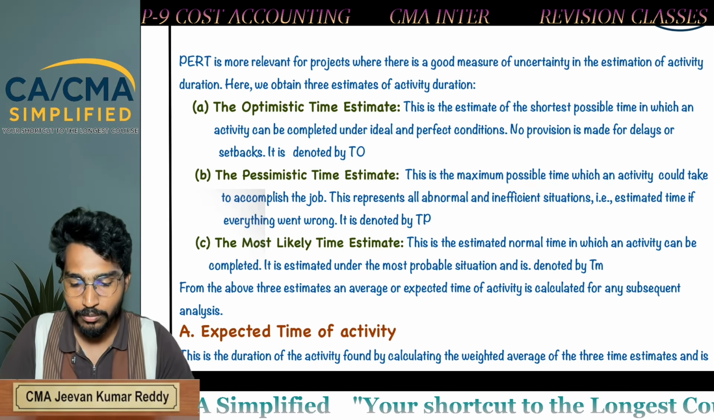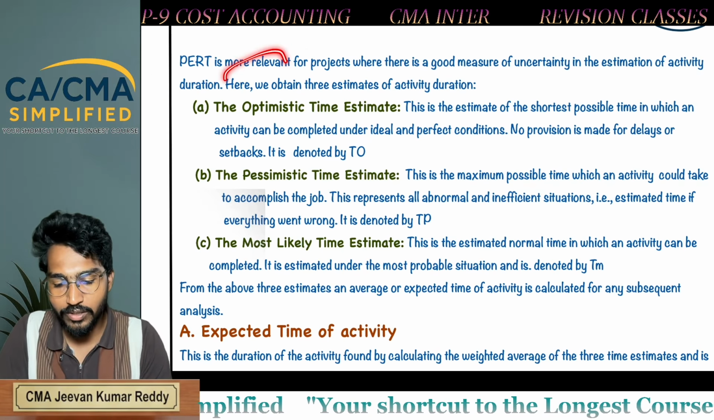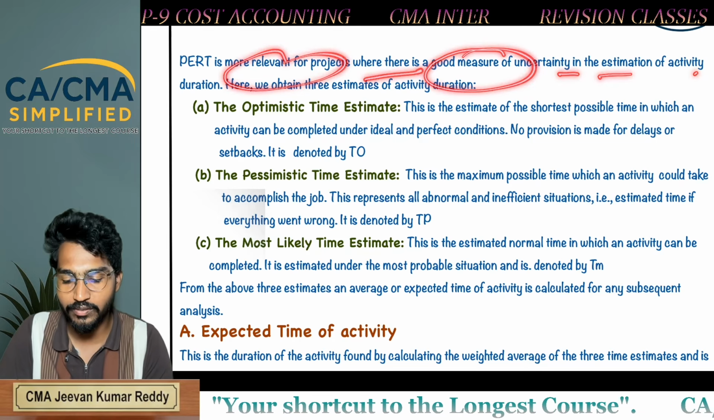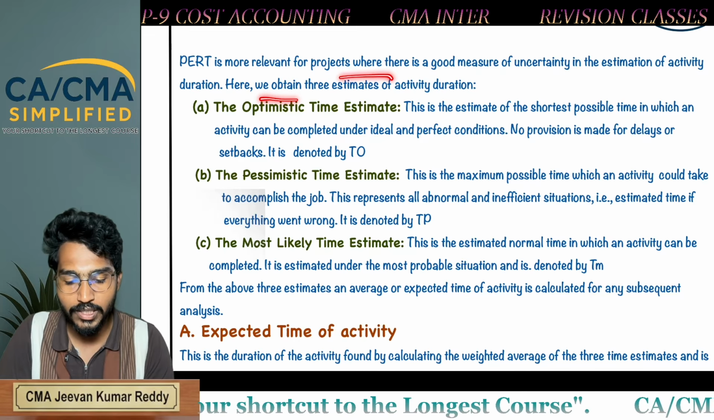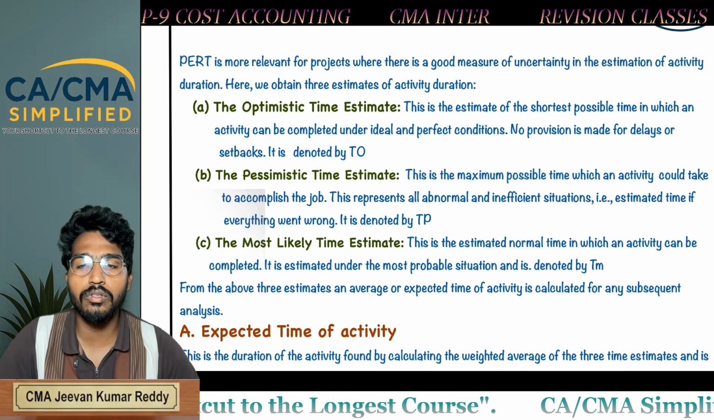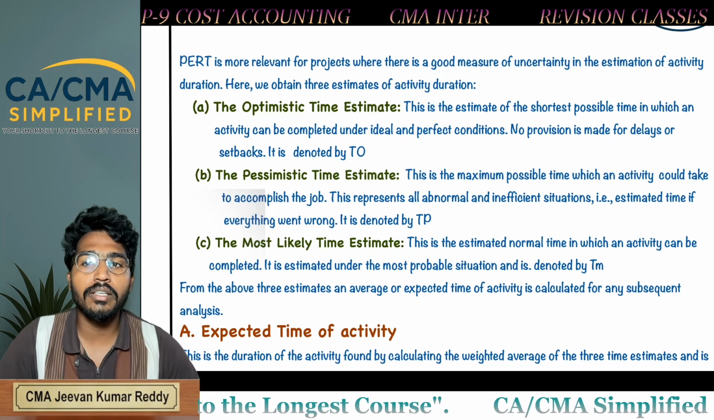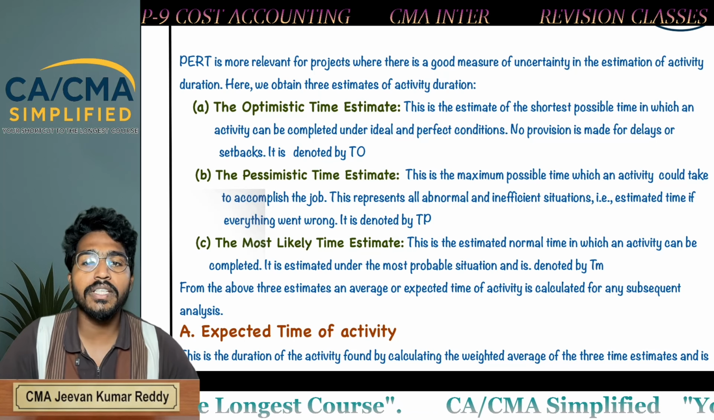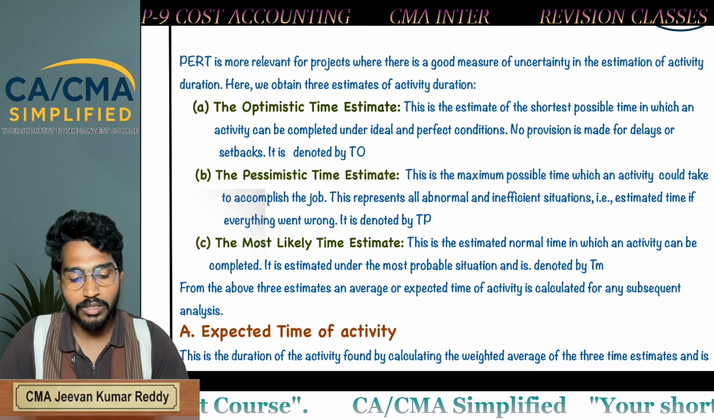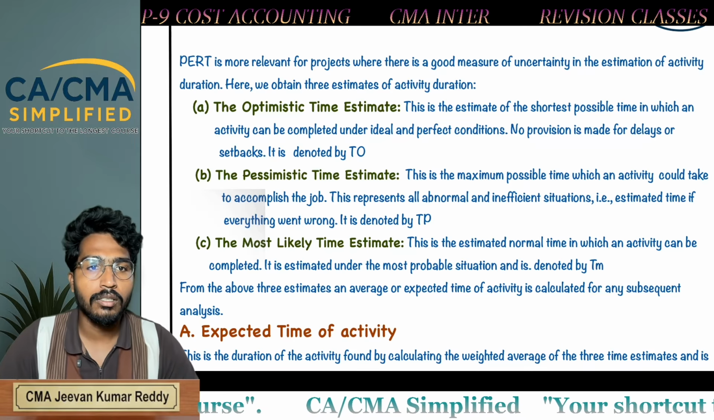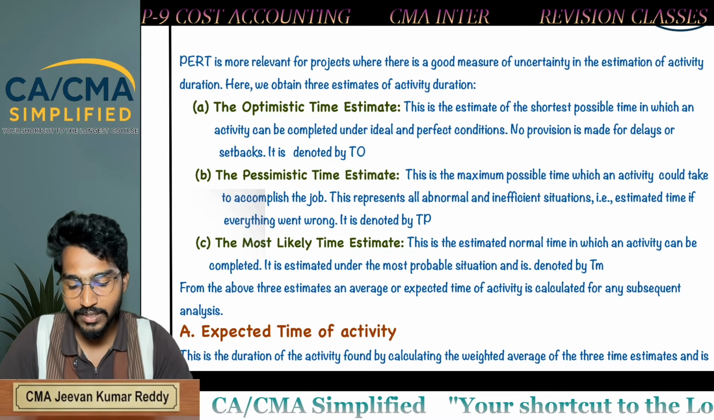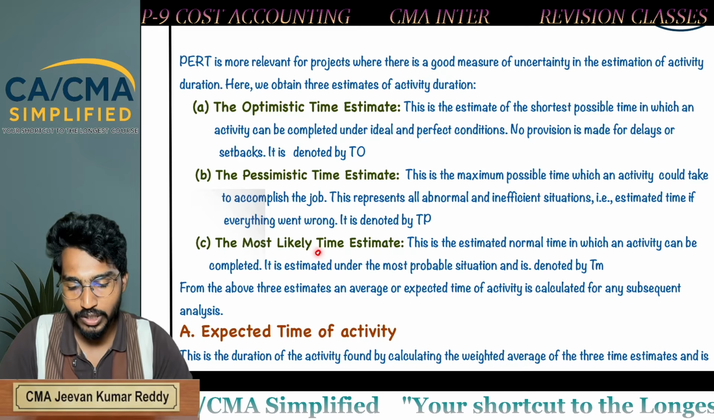Next topic, PERT. PERT is more relevant for the projects where there is a good measure of uncertainty in estimation of activity duration. Here we obtain three estimates of activity duration. PERT is useful when you don't have perfect information for measuring the exact time of an activity. At that particular time, you will have three time estimates. One is optimistic time, another one is pessimistic time, another one is most likely time.